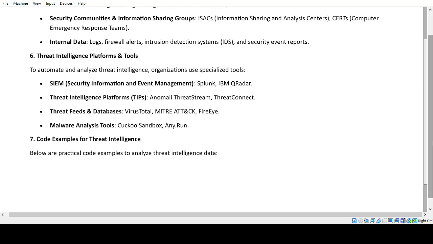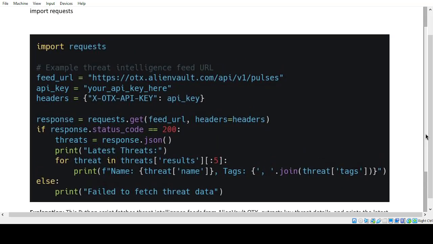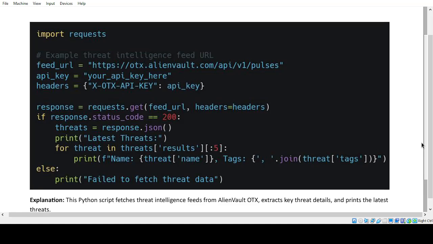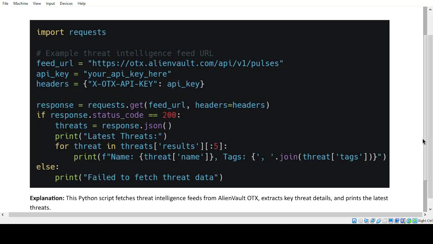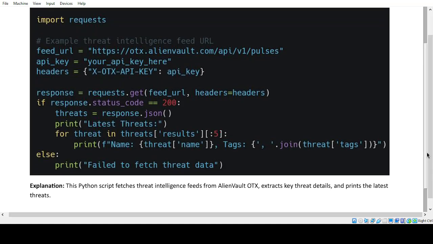7. Code examples for threat intelligence. Below are practical code examples to analyze threat intelligence data. Example 1. Fetching threat intelligence feeds, Python. Import requests. Explanation. This Python script fetches threat intelligence feeds from AlienVault OTX, extracts key threat details, and prints the latest threats.